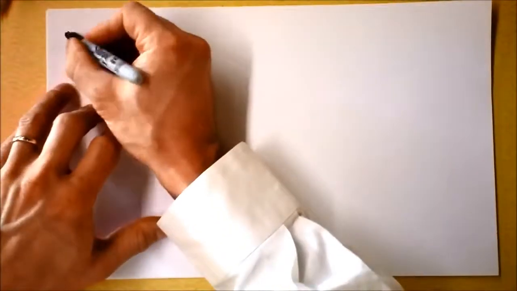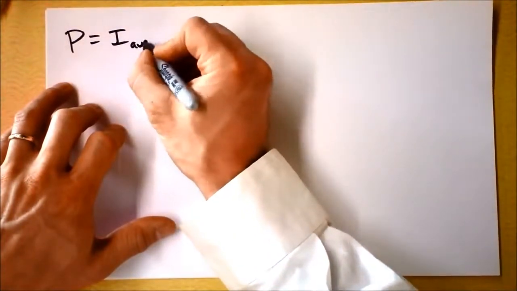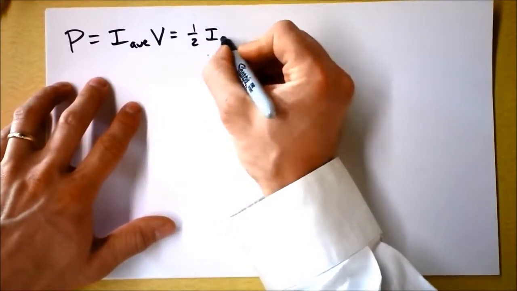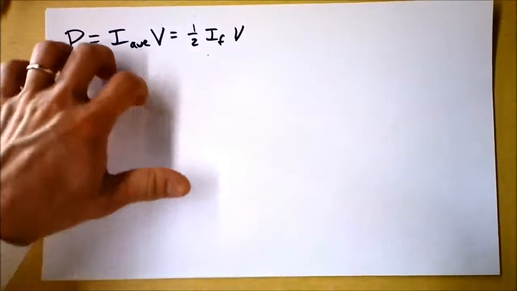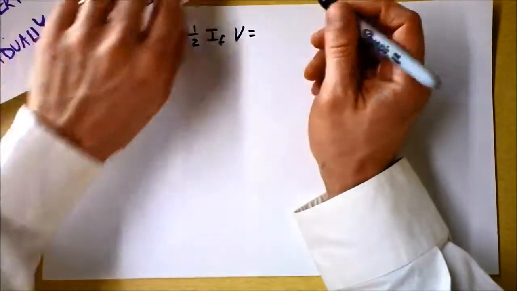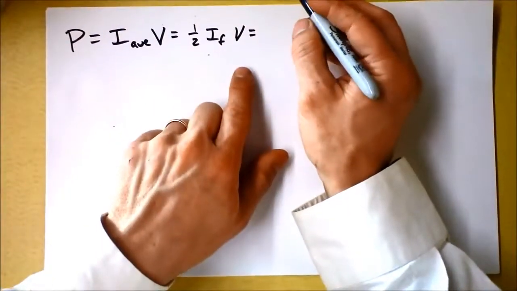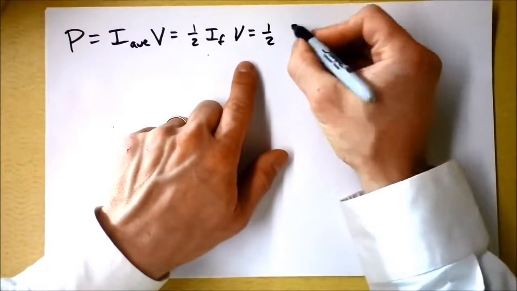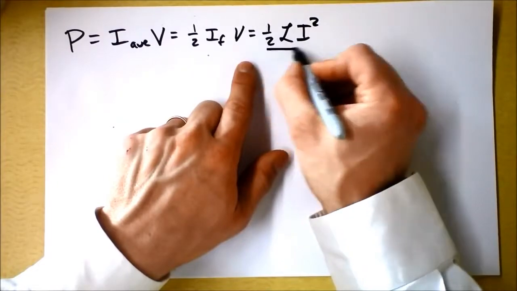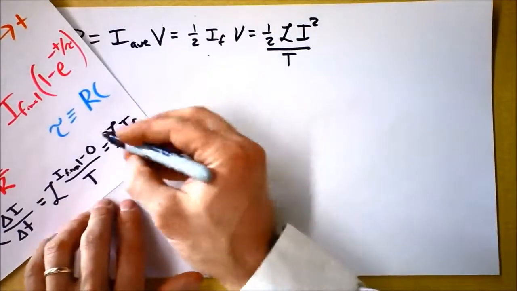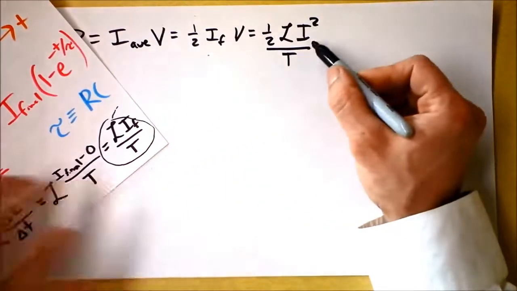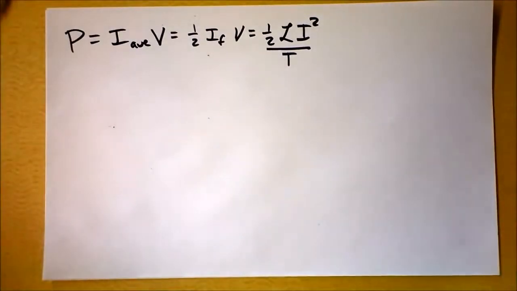In order to do that, I need some power, which is average current times voltage. I'm going to say that the average current is 1/2 I final times the voltage, and I know what the voltage needed is. It's this right here. So I'm going to plug that in, and I find that it's 1/2 the inductance times I squared divided by the time. I'm plugging in the voltage right here, and I get that relationship. And this is a very interesting relationship.